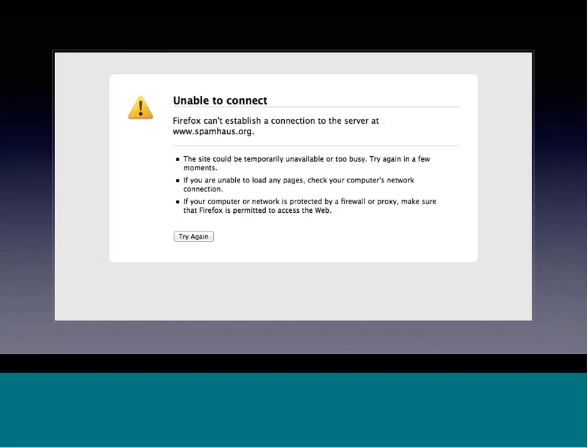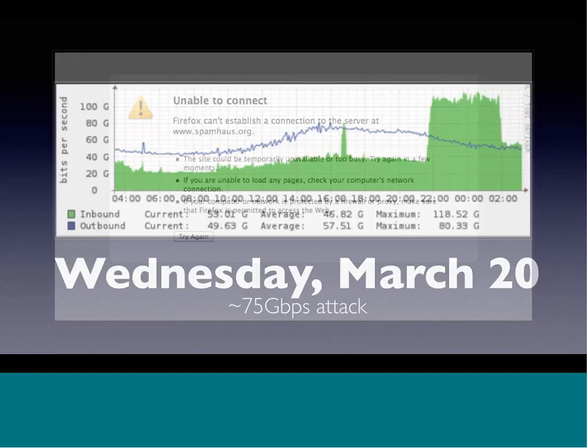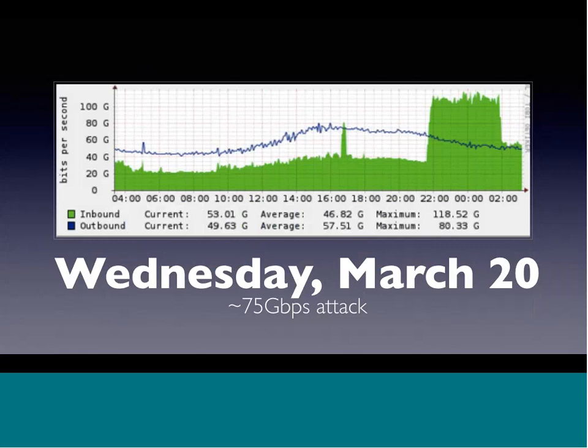So then SpamHouse went and signed up on Cloudflare. And what we saw on Wednesday, last March 20th, was an attack that looked like this. So, it was a 75 gig attack. This is a big quantity of traffic. You can see that big spike in the green. It's a big spike in traffic, but it's actually not that uncommon for Cloudflare. We see attacks that break 100 gigabits per second on a weekly basis.